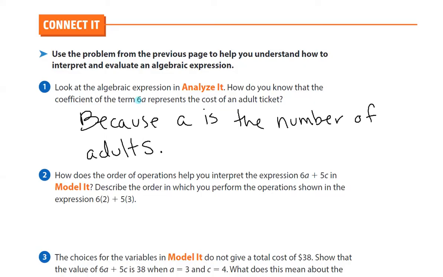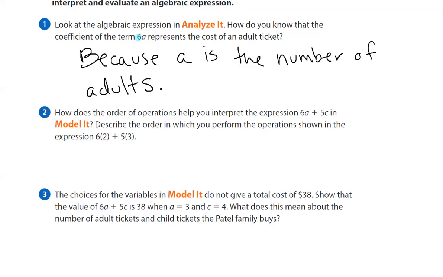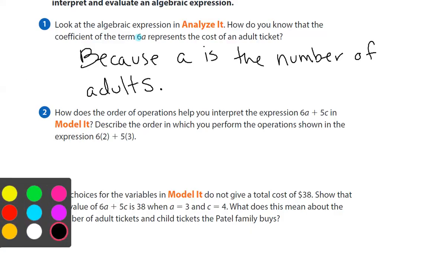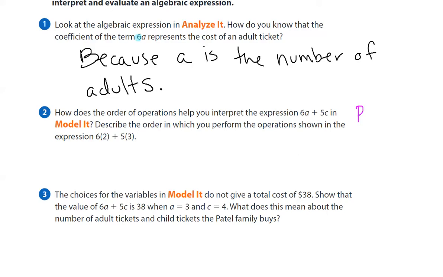So if we're multiplying it by 6, that must be the cost of each adult ticket. Number 2, how does the order of operations help you interpret the expression 6a plus 5c and model it? Describe the order in which you perform the operations shown in the model. So remember, order of operations. Please excuse my dear Aunt Sally.